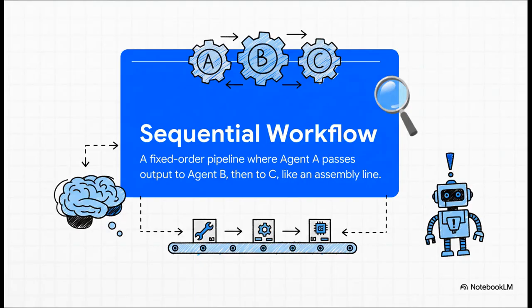Now for something a bit simpler. For tasks that are predictable and you do them over and over again, the sequential pattern is like a factory assembly line. It's a fixed pipeline. Agent A does its job, and it always passes its work to Agent B. Agent B does its thing and passes it to Agent C. The path is set in stone.